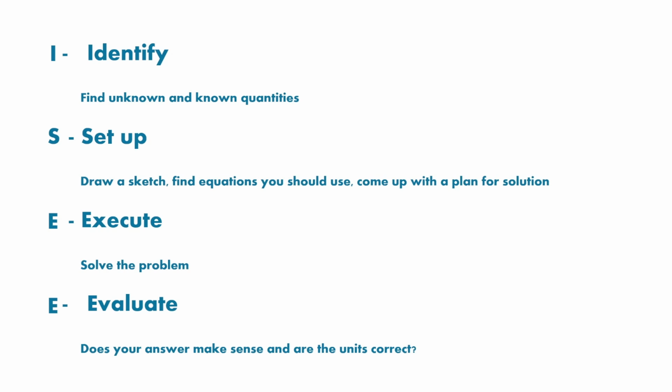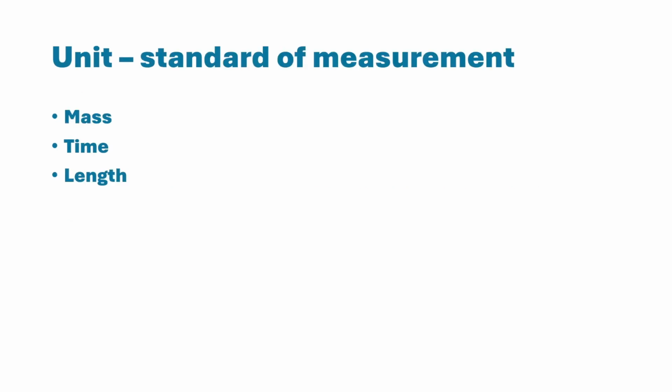But for now, what are units? What is a unit? So a unit is some standard of measurement. It isn't really very clear, but when we get some examples, I think it will make more sense. So there's three fundamental units. There's mass, time, and length.